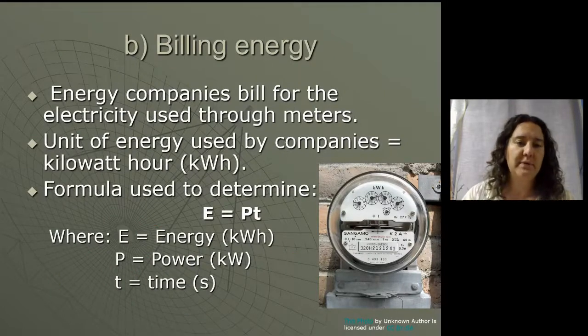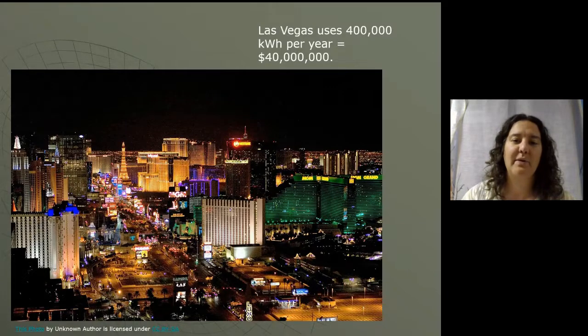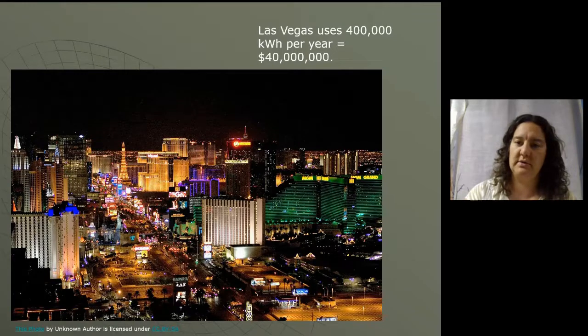Now, common to most households is an electrical bill. And energy companies bill you for electricity through the use of a power meter so they can see how much you've consumed. And this is measured in kilowatt hours. So the formula that we use to determine energy is equal to power multiplied by time, but time is in seconds, so we have to do some conversion here. Now, just for a fun tip, Las Vegas uses about 400,000 kilowatt hours per year for a total cost of $40 million.